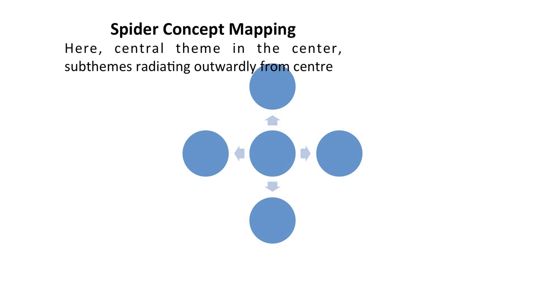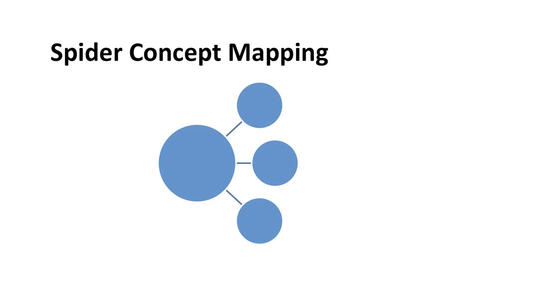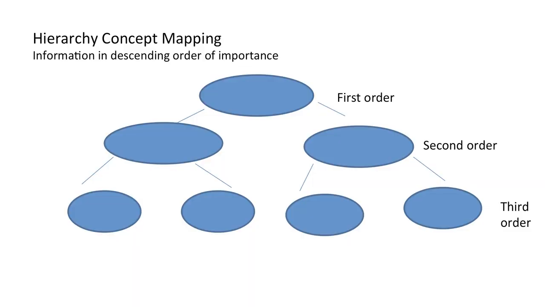This can be another type of spider concept map where we have the center theme and three radiating sub-themes. The other form of concept mapping is the hierarchical, where we have the main concept first, and from that, in the hierarchical order, the sub-concepts deviate. At the second level, we have the second level of sub-concepts, and at the third level, we have the tertiary level of sub-concepts.